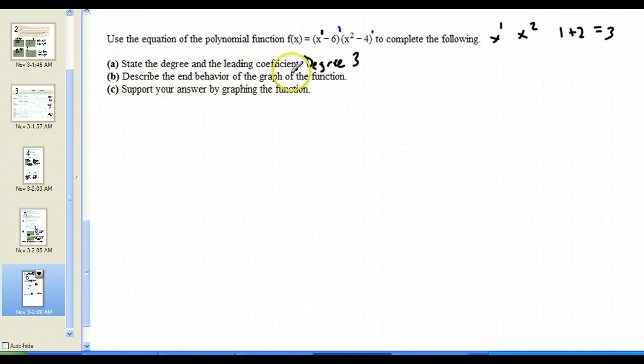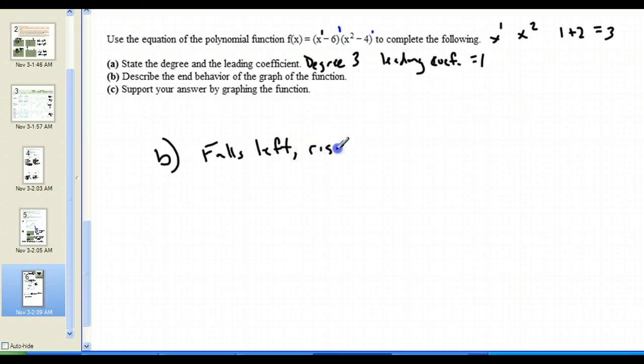Alright, describe the end behavior of the graph of the function. Oh, sorry, I forgot to do this part. And the leading coefficient. There's nothing out here being factored out of this thing, so the leading coefficient is 1. Okay, so a positive 1, odd degree, describe the end behavior. So for part B, it falls left and it rises right.